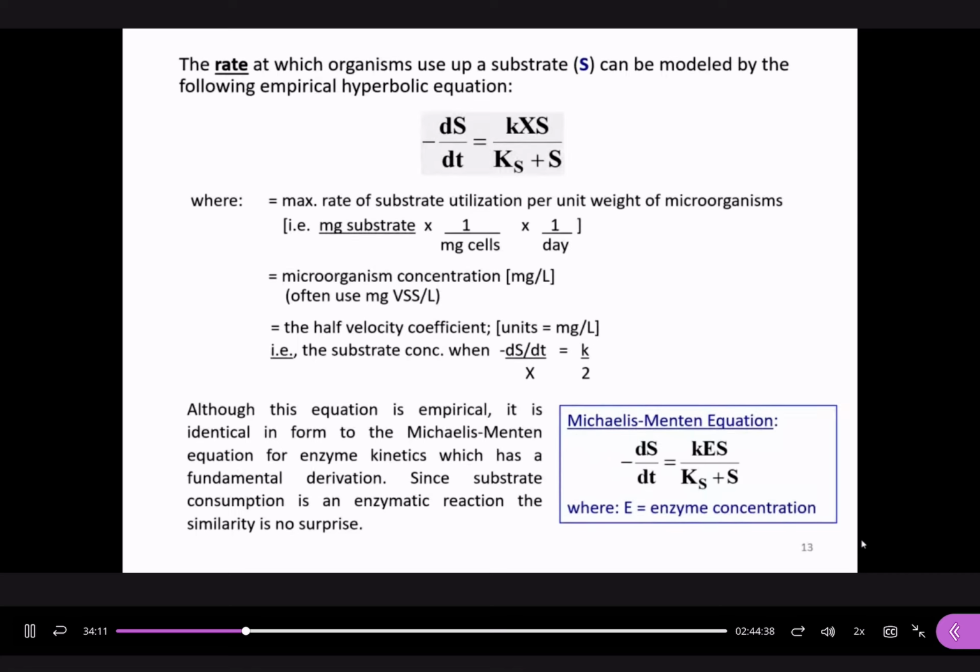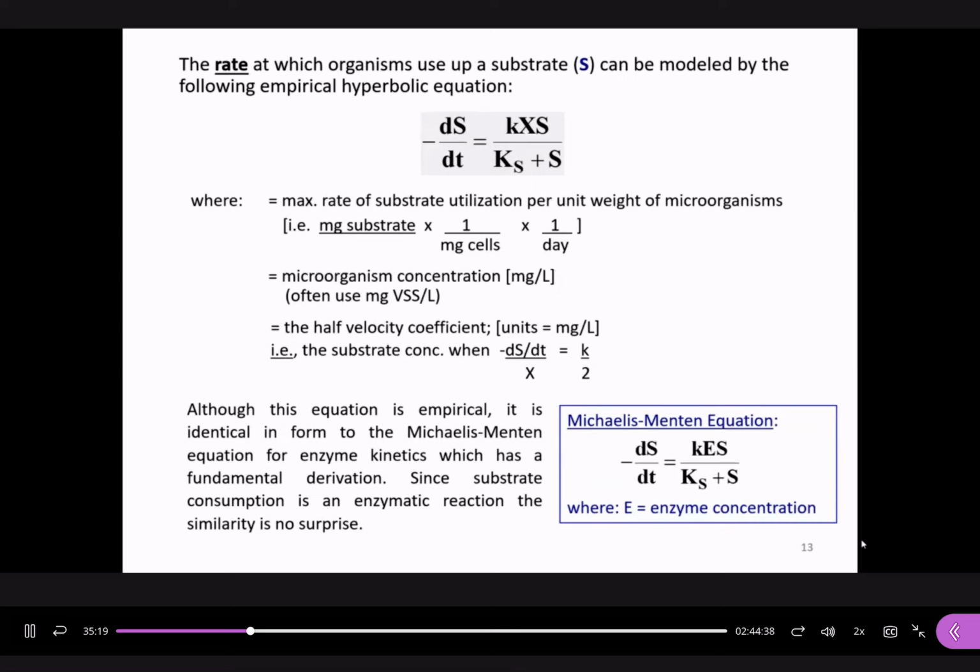The substrate here means organics. So on the left hand side, what is that? S is substrate. dS over dt, what is that? It is the change of substrate, the change of organics concentration, with time. What does the minus mean? You have a minus sign because the substrate concentration is decreasing, so dS over dt is negative. You put a minus sign, so on the left hand side you have a positive term. On the right hand side, it connects consumption of substrate with microorganism concentration.